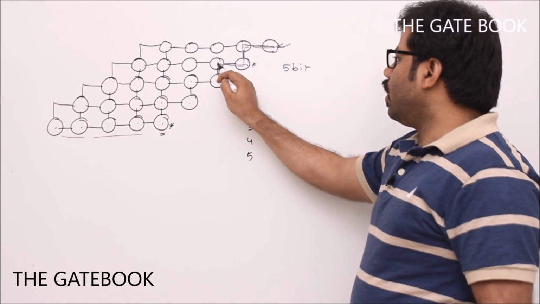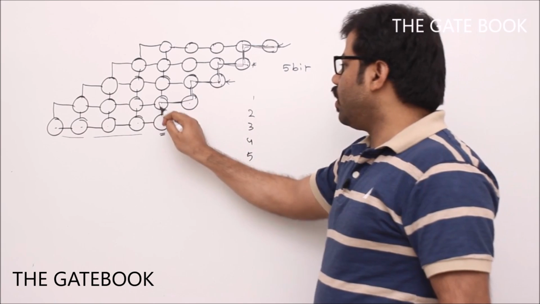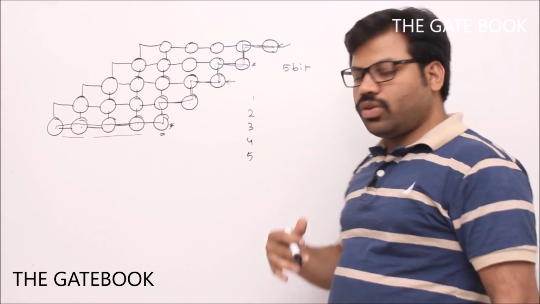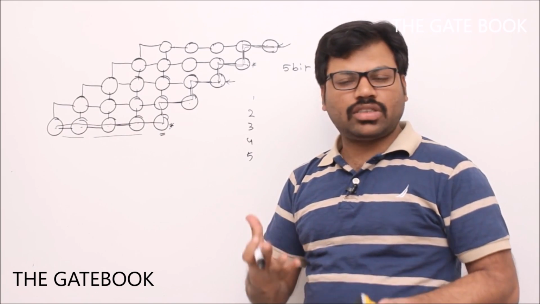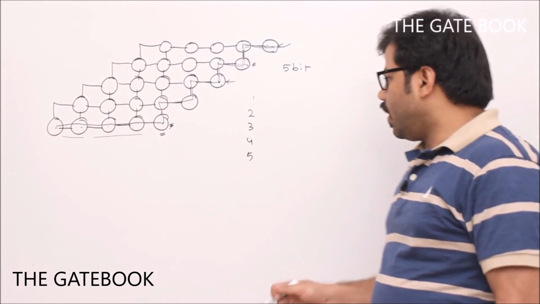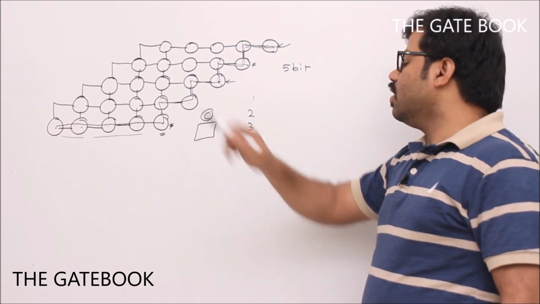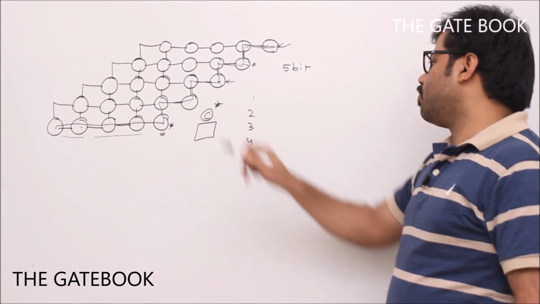1, 2, 3, 4, 5, 6, 7, 8, 9, 10, 11, 12, right? 12 boxes we have to cross, so that many delays. Each box has some gate delays. So for easy understanding, we are assuming that one box has some C delay, correct? So how many such C delays will we see?